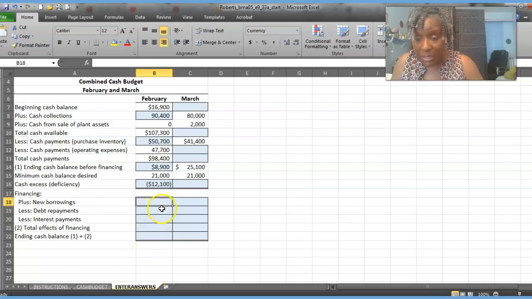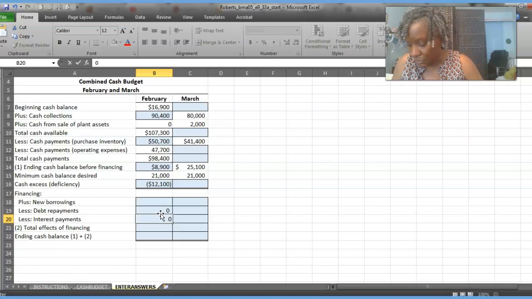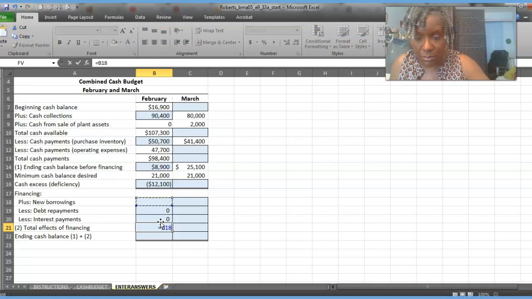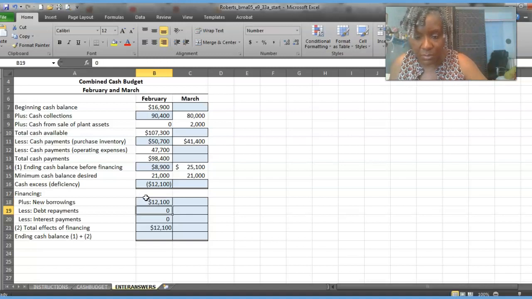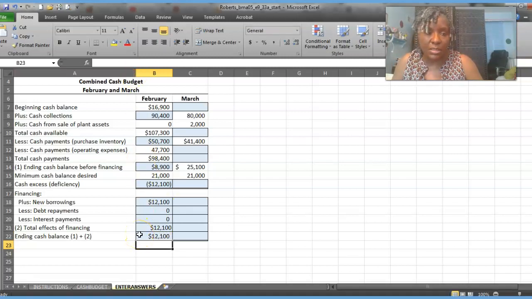I don't have any new borrowings. I don't have any debt payments. I don't have any interest payments. So the effect of my financing is going to be the 12,100. And I'm going to put the 12,100 here. And then here, I'm going to add. So now the first month is done for you.